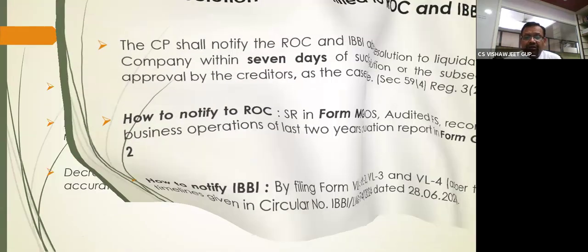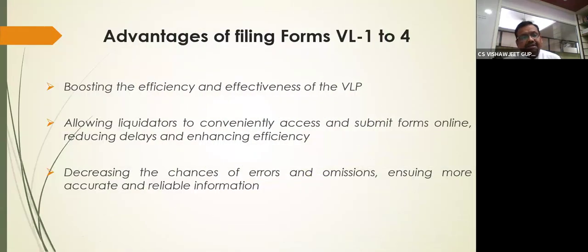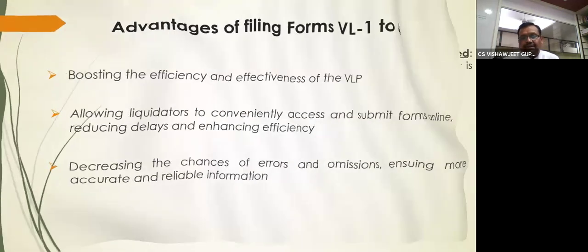Now, the advantages are boosting the efficiency and effectiveness of the voluntary liquidation process, because these are the compulsory forms which are required to be filled and filed, allowing liquidators to conveniently access and submit forms online, reducing delays and enhancing efficiency, decreasing the chances of errors and omissions, ensuring more accurate and reliable information. So these forms have been introduced to decrease the chances of errors and omissions and to ensure more accurate and reliable information.